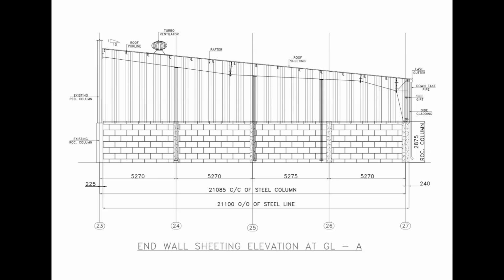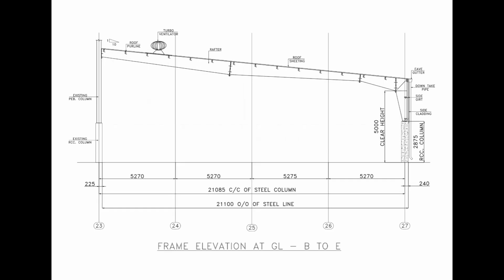Important external components such as the eave gutter, downtake pipe, and side cladding are also shown. The framing elevation tells us what supports the building envelope, while the sheeting elevation shows the final covered appearance of that same building face. This drawing shows the typical frame elevation between grid lines B to E.